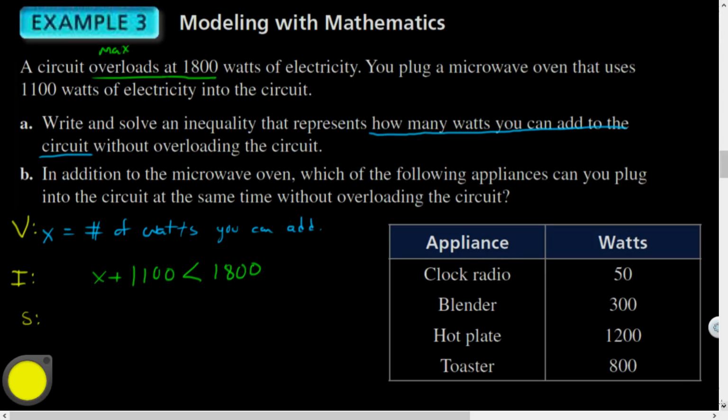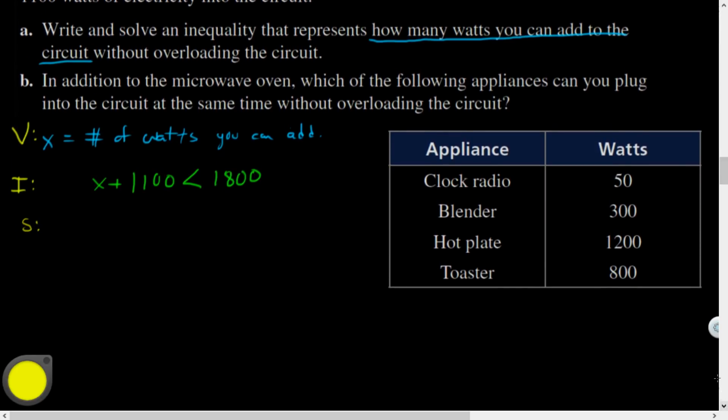S is for solve. All right, guys, you're the experts here. How do I get X by itself? You're the experts. Minus 1100 from both sides. The hard part is going to be writing the inequality, right? You guys are master solvers. So I'm going to have X is less than 700. Bam. Solved.